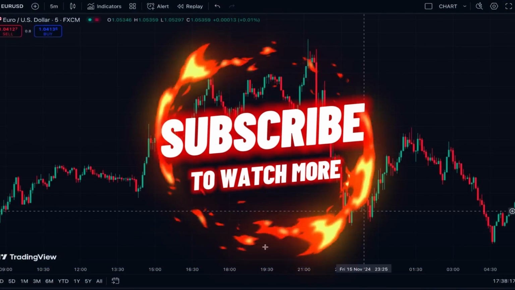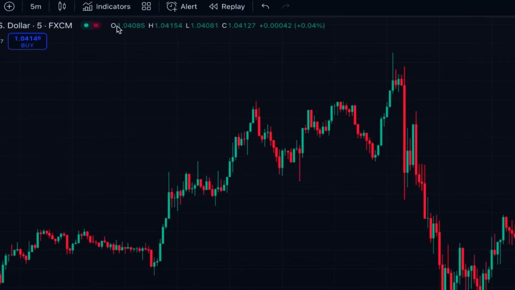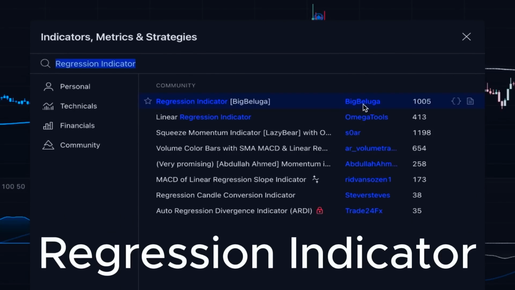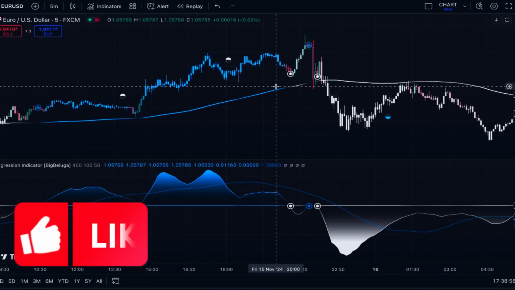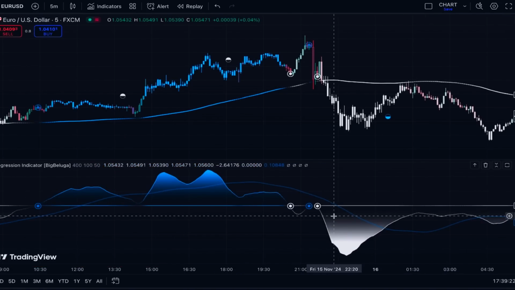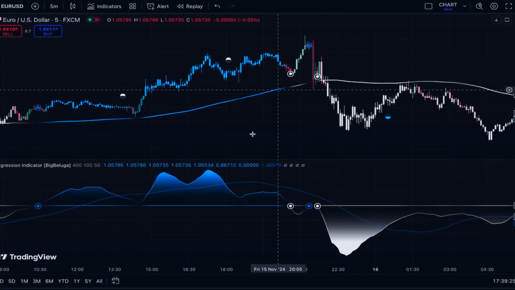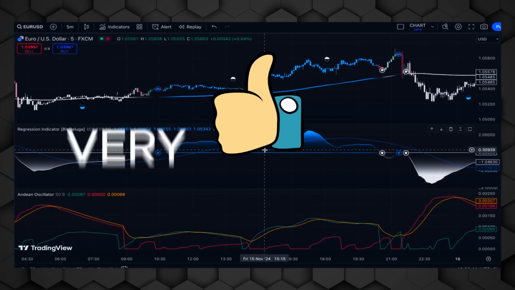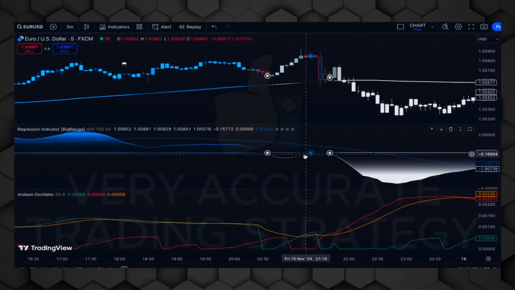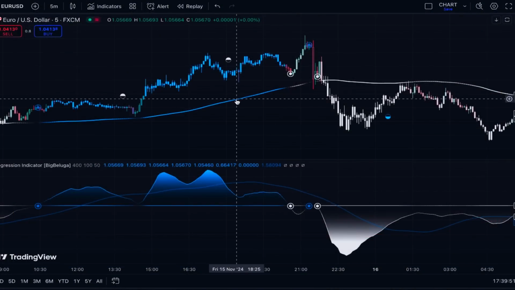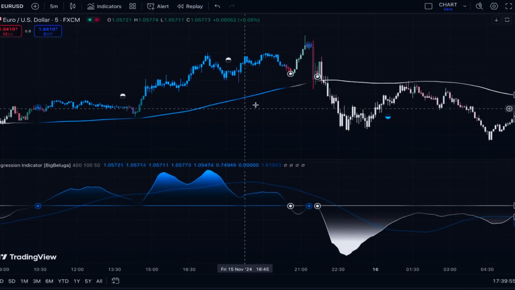Alright, now let's add the regression indicator to our chart. Here we click on indicators and we search regression indicator. This one, which is written by Big Beluga. Alright, this is the indicator, and as you can see, we have it on the price chart and also below the chart. First, I explain different components of this indicator and how you can use it for trading, and then I will teach you a very accurate trading strategy based on this indicator, so make sure you watch this video until the end.